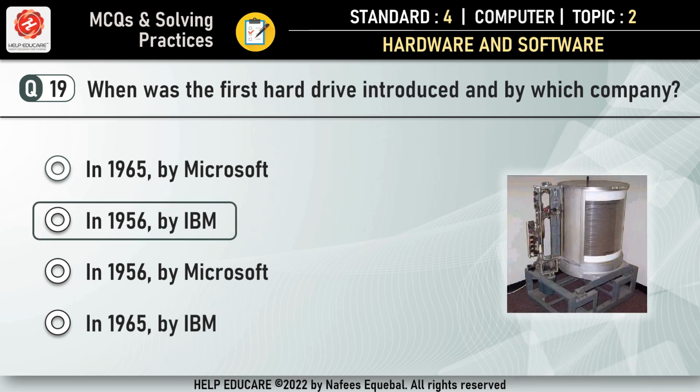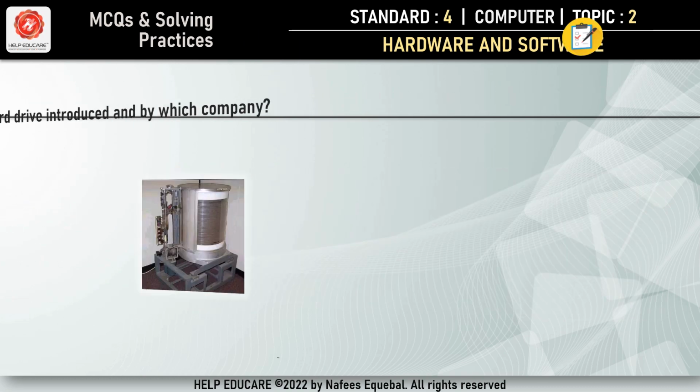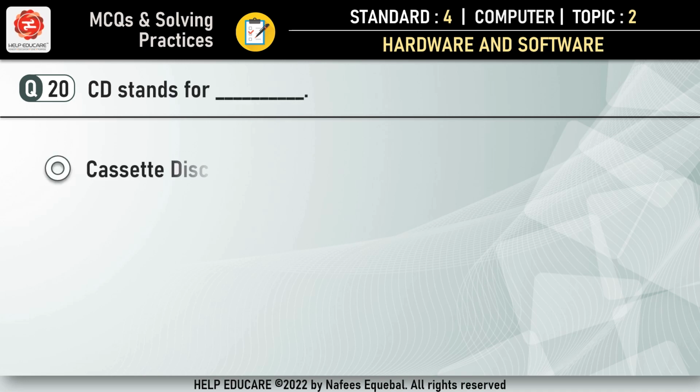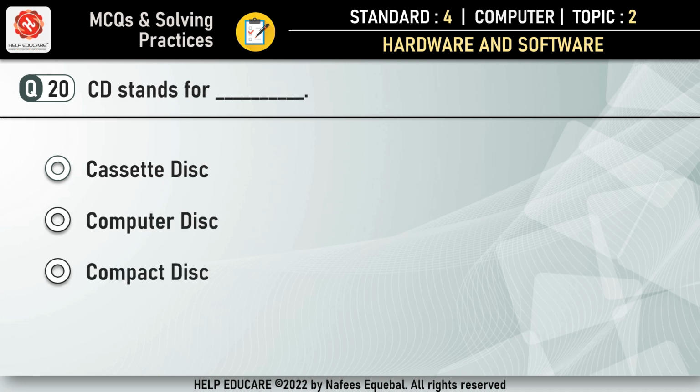Correct answer is in 1956 by IBM. Question number 20. CD stands for dash. First option, cassette disc. Second option, computer disc. Third option, compact disc. Fourth option, compact drive. Answer will be displayed in 10 seconds.